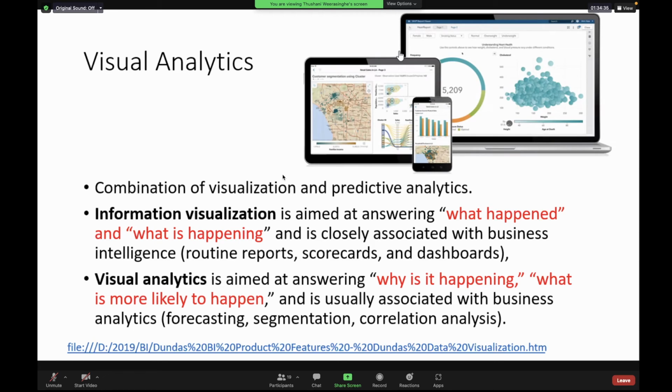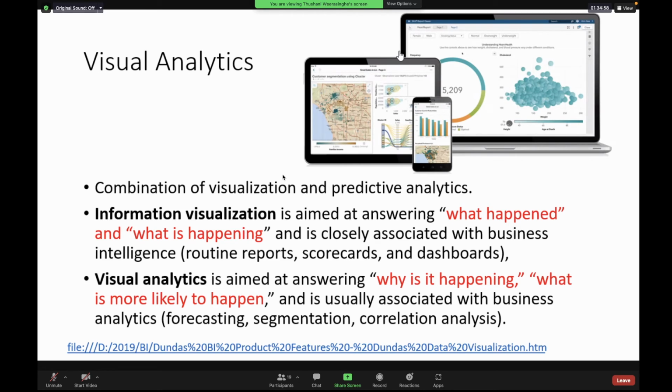So information visualization, if you just take it as that, shows you what happened there, what is happening there, and what the result is, just providing you the information as it is. Now you need to do some analytics as part of it.